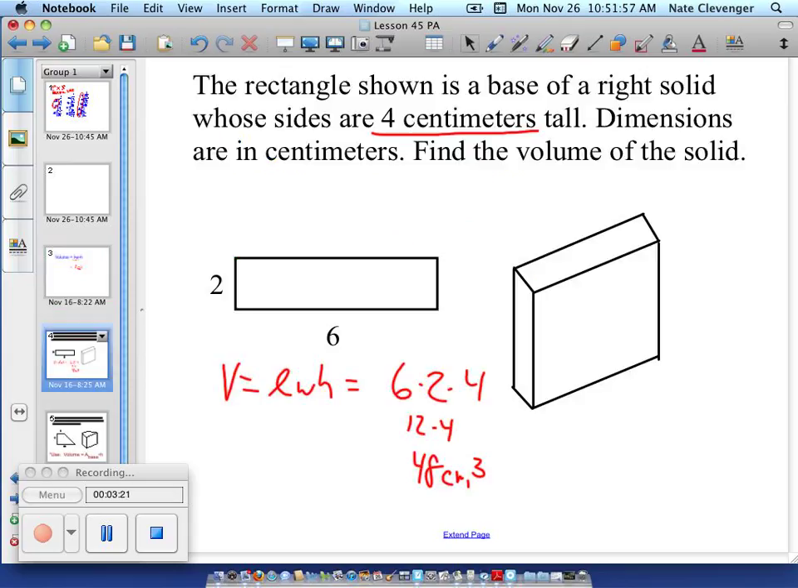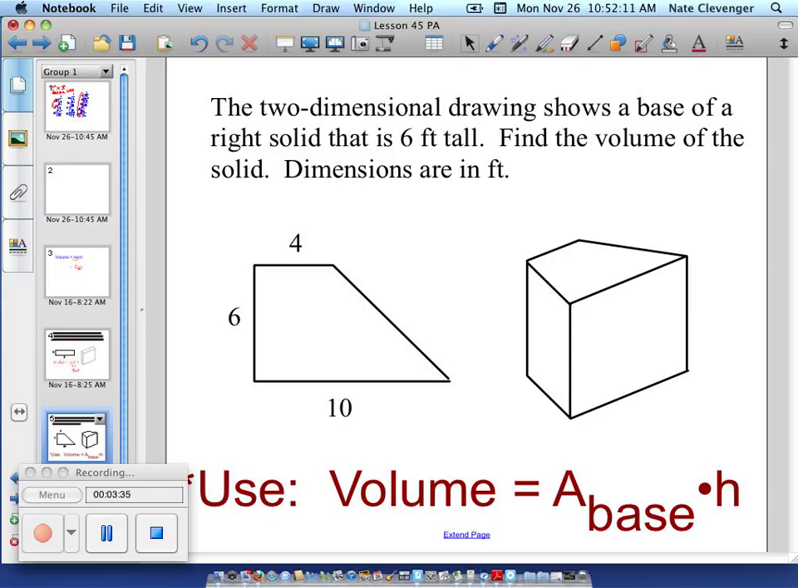So if we look back at this picture we just did, if we would have just taken the area of this base, 2 times 6 is 12, times the height of 4, that would have given us 48 also. So this figure is a little different shape. I tried doing the three-dimensional, it's a little bit weird, but here's your two-dimensional shape. We need to find the volume by taking the area of the base times the height. Well, there's not a height shown in this problem, is there? But if you read with me, the two-dimensional drawing shows a base of the right solid that is 6 foot tall. So the height is given to us in the word problem.